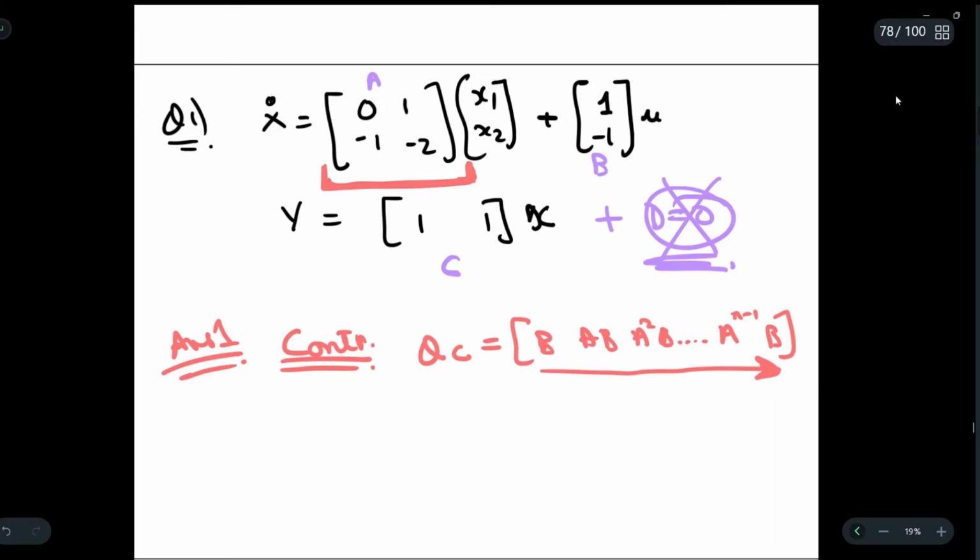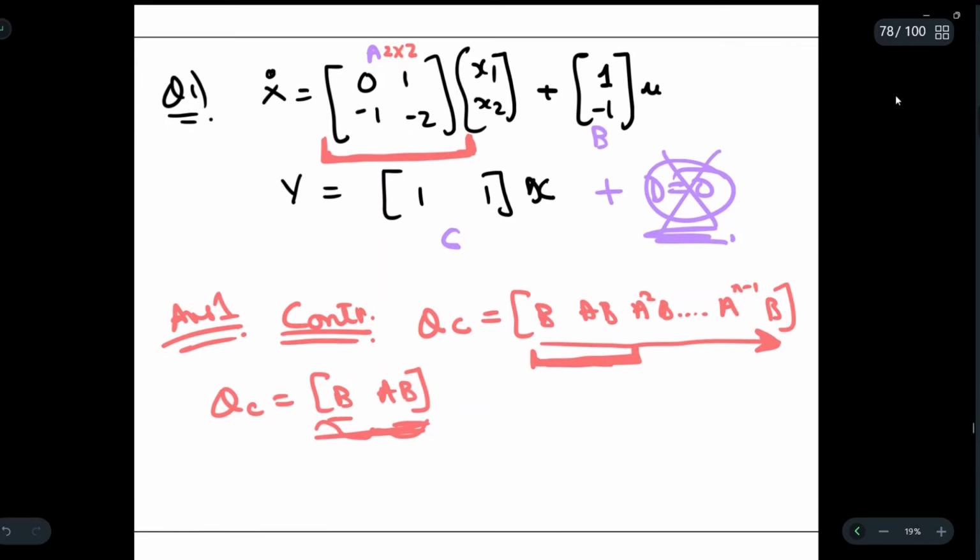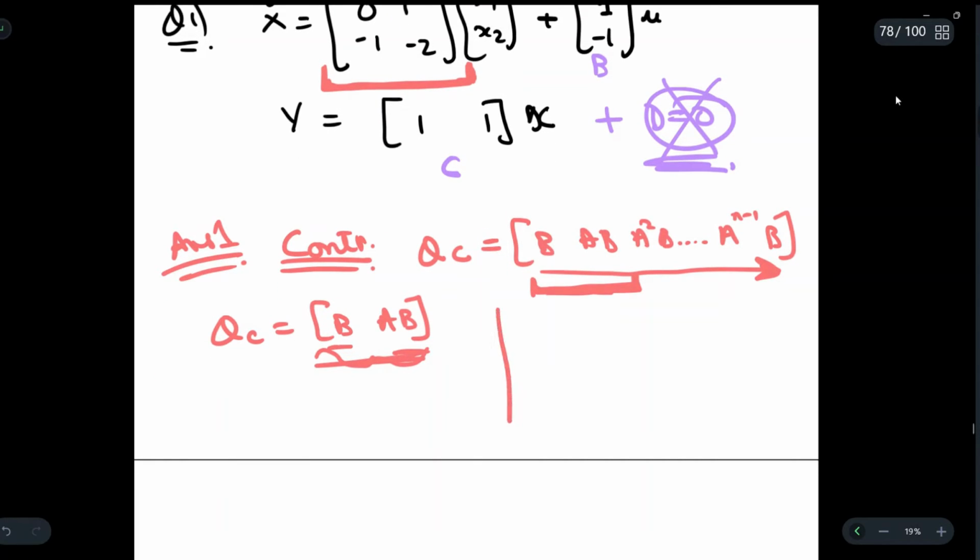That is, we can see the A matrix is a 2 cross 2 matrix. So the number of terms that we will be using in this matrix will be 2, that is B and AB. So I will again rewrite this matrix as B, AB. That is, in this particular question, we only have to find these two matrices. That is this matrix, which will consist of 2 terms, that is B and AB.